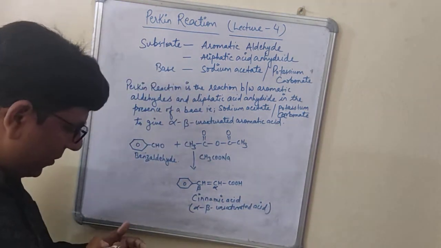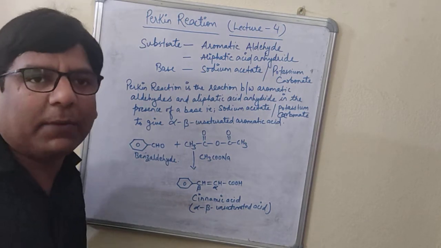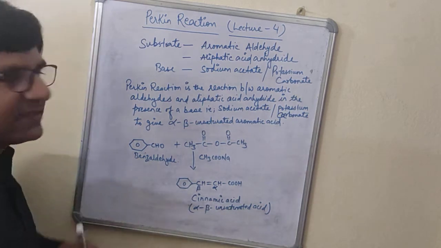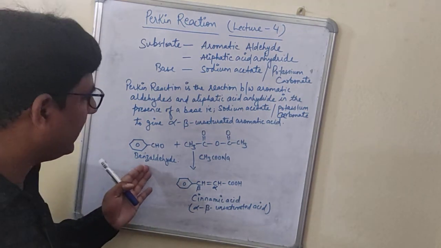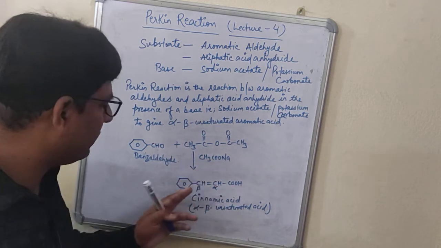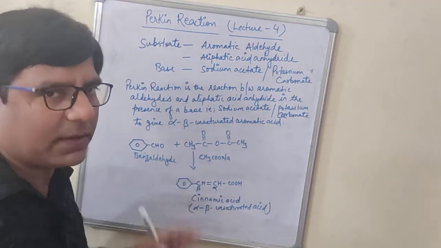Okay. Now, students, let us see the mechanism of it, right? Hope you have understood all these things. So let us see the mechanism of it, that how this benzaldehyde is reacting with this acetic anhydride in the presence of this base to form the cinnamic acid. We will see the mechanism of it.